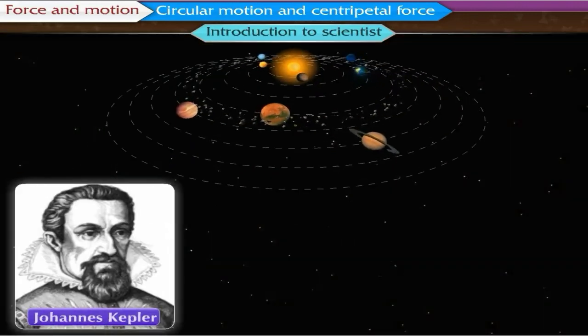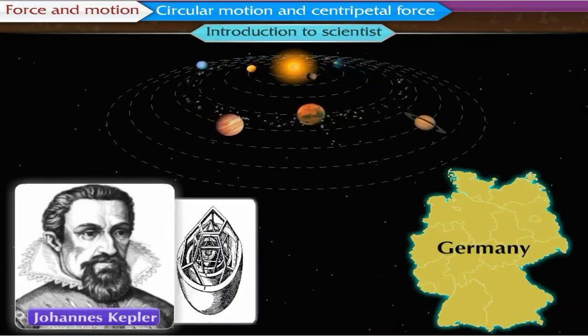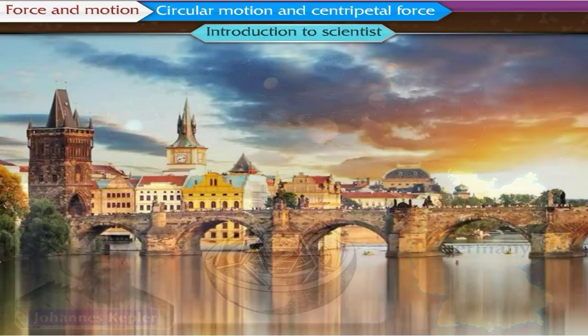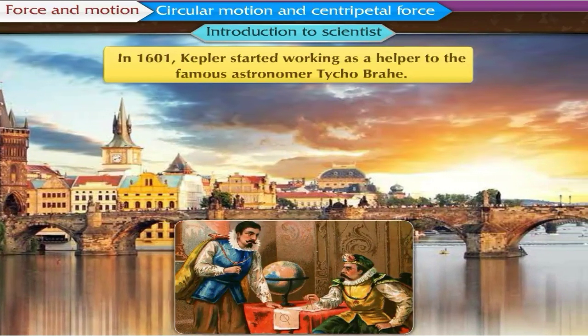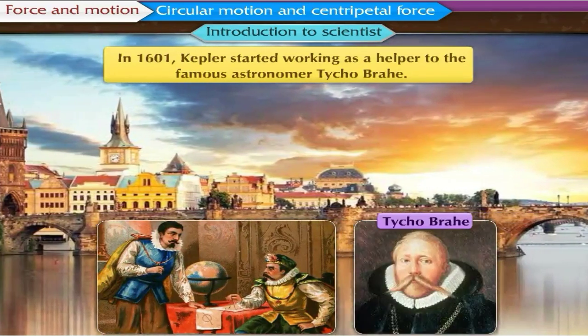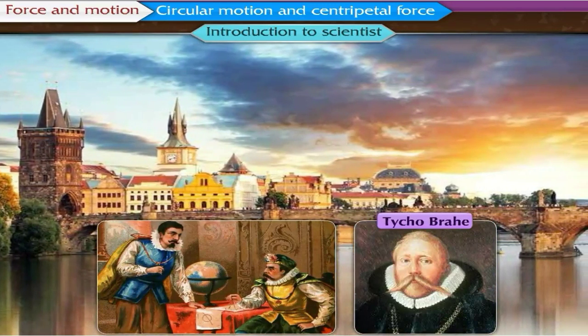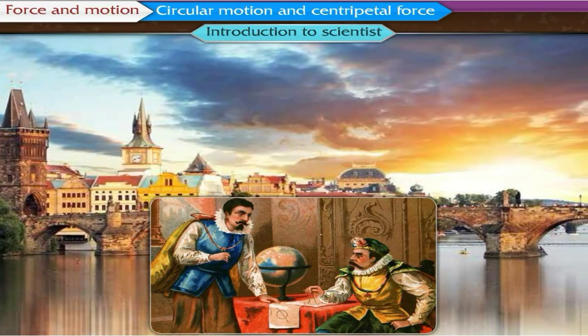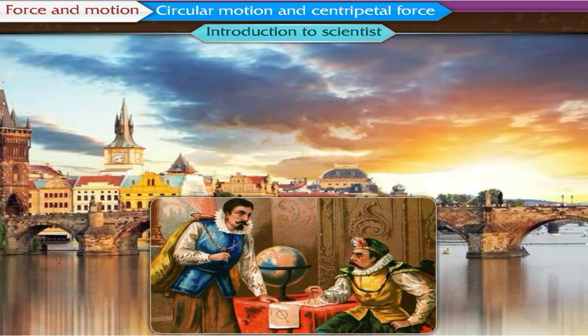Introduction to scientist. Johannes Kepler was a German astronomer and mathematician. In 1601, Kepler started working as a helper to the famous astronomer Tycho Brahe. After the sudden death of Brahe in 1601, Kepler was appointed as the royal mathematician in his place.